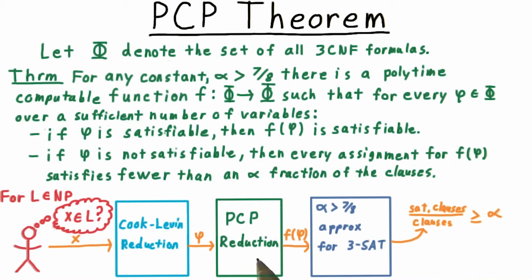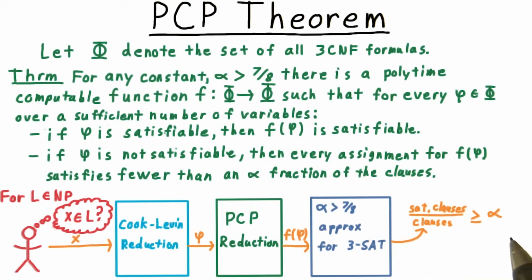Then I can use the function f from the PCP theorem to transform this into another set of 3-SAT clauses where either all the clauses are satisfiable or fewer than an alpha fraction of them are, depending on whether phi was satisfiable. That way, I just run the alpha approximation on f of phi and see if the fraction of clauses satisfied is greater than alpha or not.